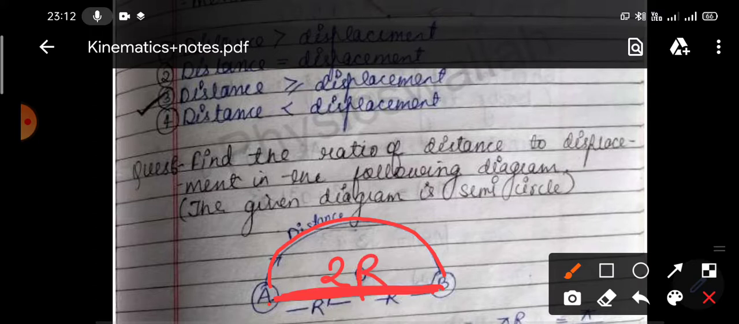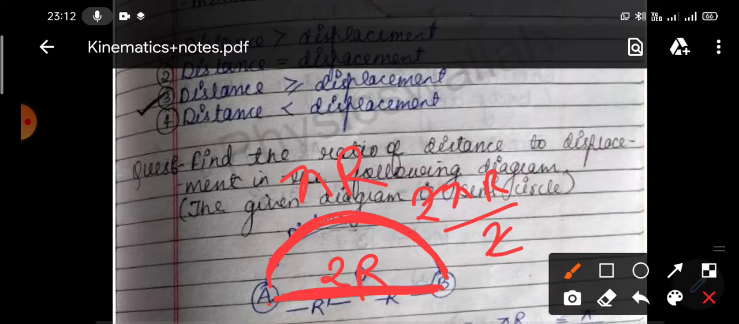And distance is equal to how much? This is half of the semicircle, so you know it is half of the perimeter of this circle. The perimeter of a circle is 2 pi r. So half of the perimeter is 2 pi r divided by 2, which is pi r. So this distance is equal to pi r and displacement is equal to 2r.